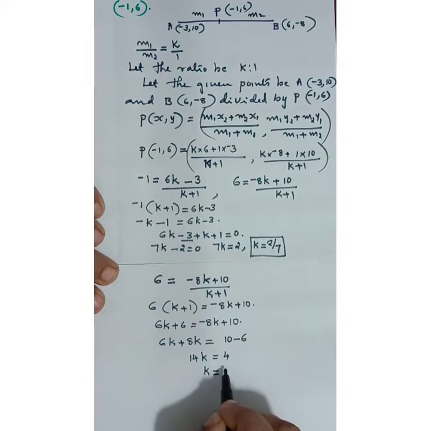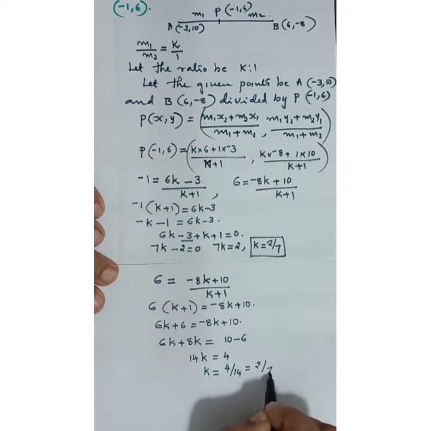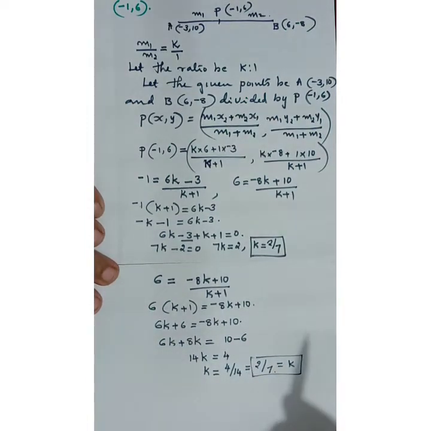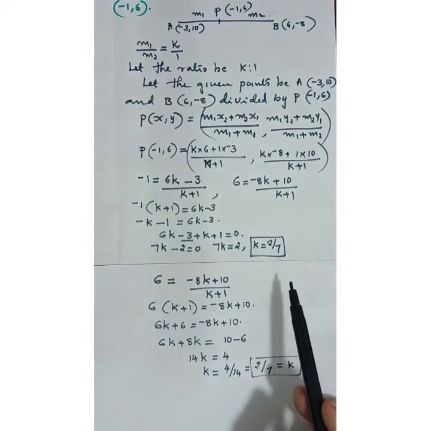Therefore K is equal to 4 by 14. That's equal to 2 by 7. In this case also we got 2 by 7. So 2 by 7 is equal to our K. So from both cases we got K is equal to 2 by 7.